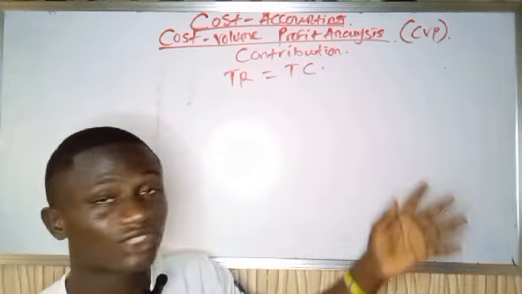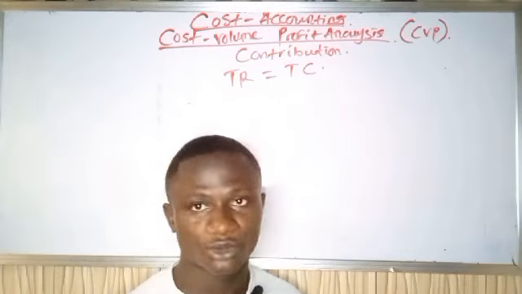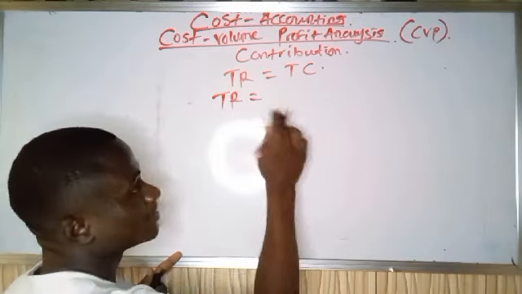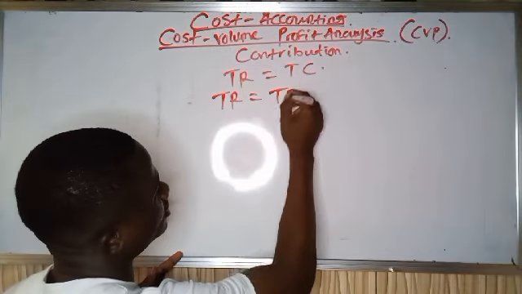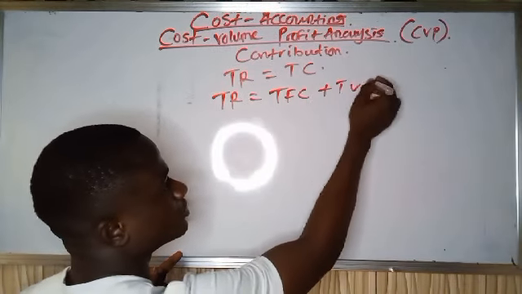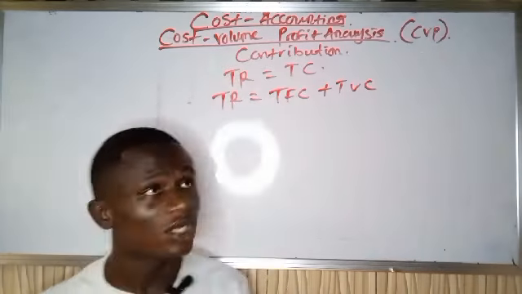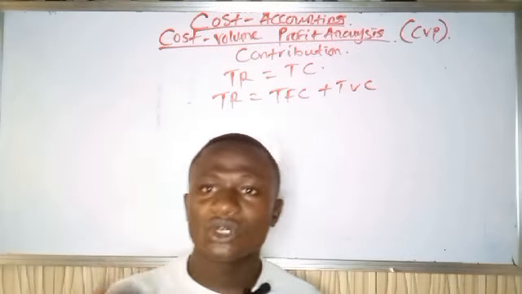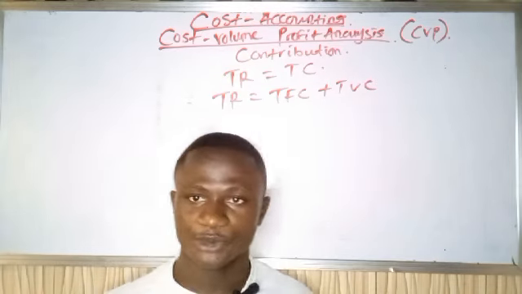On the other side, we have variable costs. So let me note it down. Total revenue is equal to total cost, which can be divided into total fixed costs plus total variable costs. So total variable costs, on the other hand, are costs that change with the level of output.